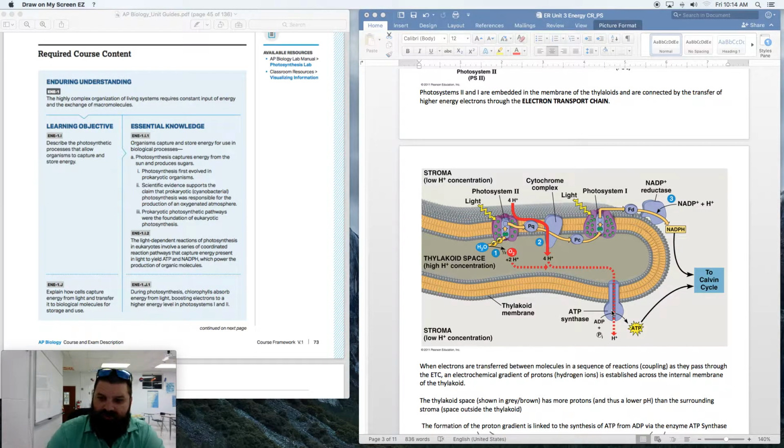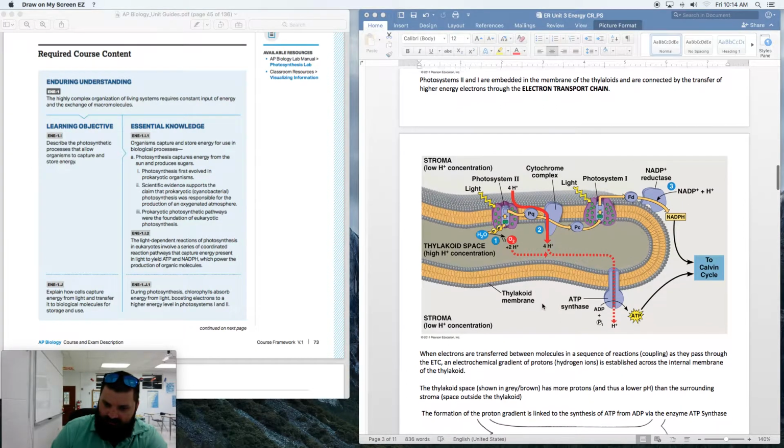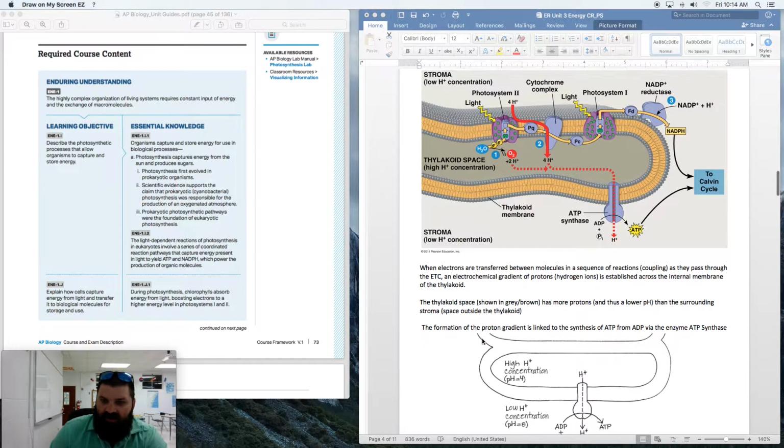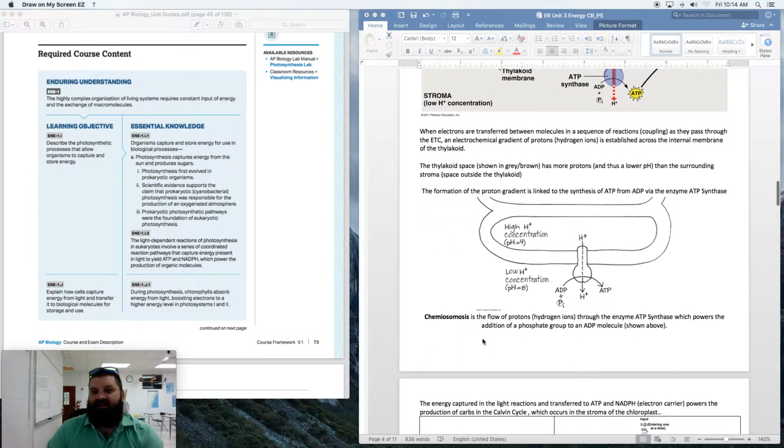When electrons are transferred between molecules in a sequence of reactions as they pass through the electron transport chain, an electrochemical gradient of protons is established across the inner membrane. So now we have a high concentration here and a low concentration here. These will diffuse through ATP synthase, and this type of diffusion is called chemiosmosis. The thylakoid shown up here in this gray-brown space has more protons, a lower pH, than the surrounding stroma, that's the fluid on the outside. The formation of the proton gradient is linked to the synthesis of ATP from ADP with this enzyme.